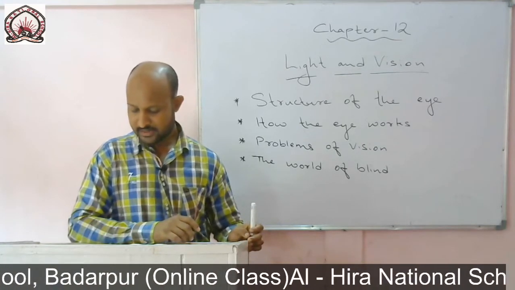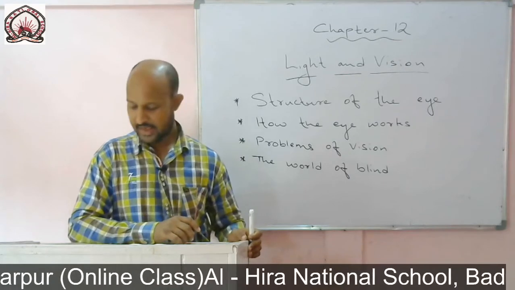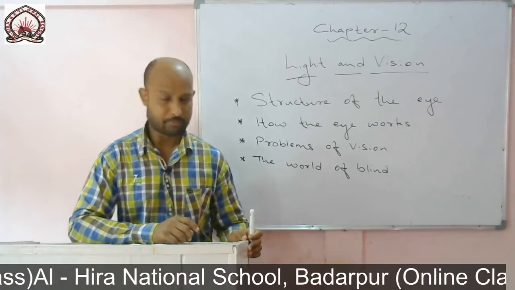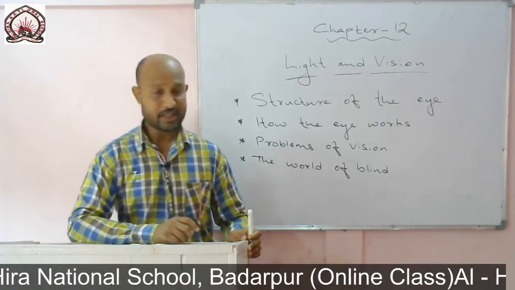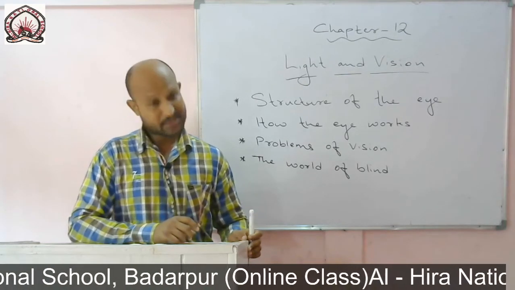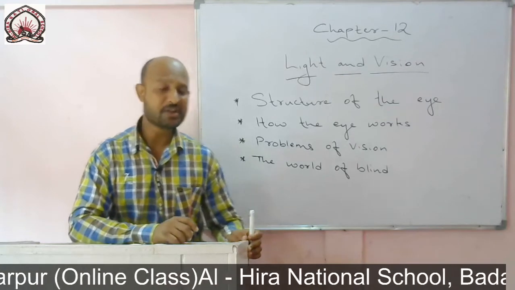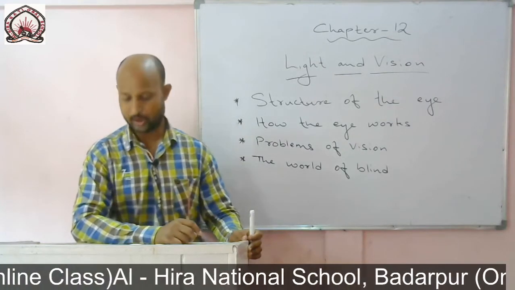Okay, this changes the focal length of the lens and allows the rays of light from the object to meet at the retina, and the process by which the focal length of the lens of the eye is changed to ensure the formation of sharp images at different distances is known as accommodation.